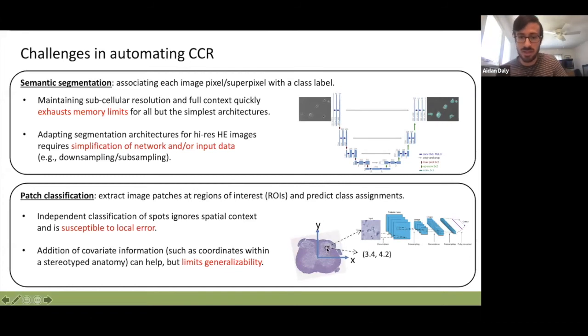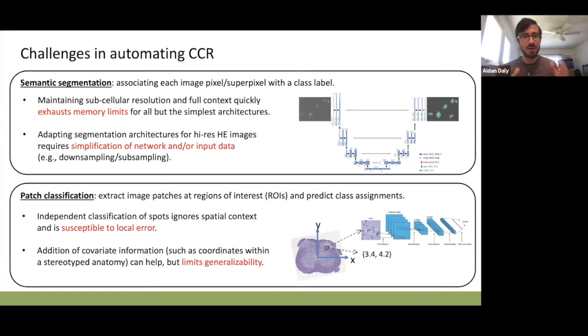So if I was trying to classify the spot, and I also told the network where it is in some sort of common coordinate framework, that would help to correct for that error. But that's a very problem-specific thing. What if we don't care about the spinal cord and we want to look at brain? Or what if we want to look at a tumor which has no stereotyped anatomy?